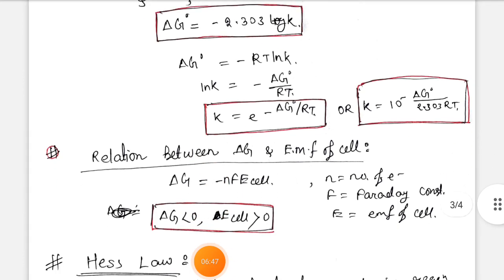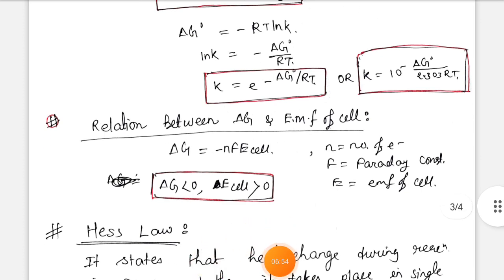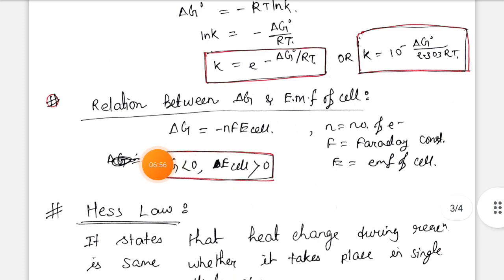Next, the relationship between delta G and the EMF of the cell. I will discuss these topics in electrochemistry. Delta G is equal to minus nFE cell. n is the number of electrons, F is the Faraday constant, and E is the EMF of the cell. Delta G 0 less than 0, delta G less than 0 and EMF of the cell is greater than 0.